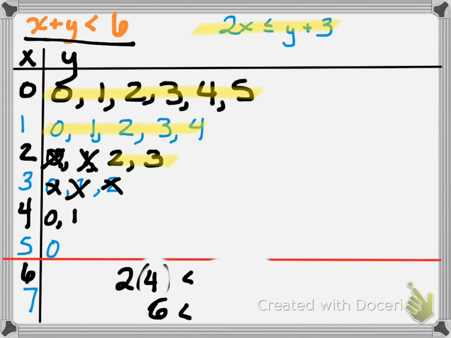4 times 2 is 8. Is 0 plus 3 going to be greater than 8? No. Is 1 plus 3 going to be greater than 8? No. How about, do you think, on the 5? Think that one's going to work? No. Because we have to be greater than 10. And so you'll find that there's going to be a pattern.